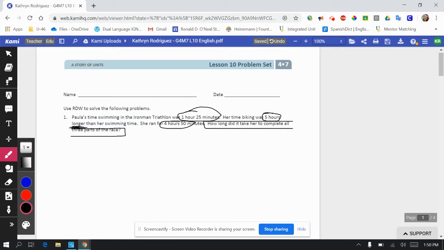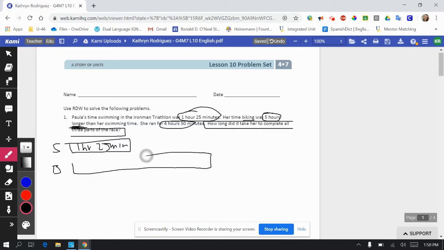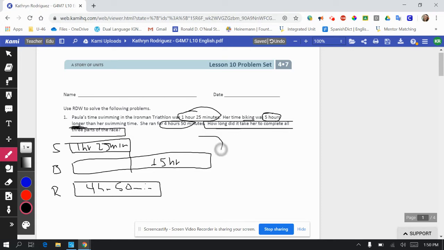All right. So first she's swimming. And she has 1 hour, 25 minutes. Then she's biking for 5 hours longer. So I'm going to put plus 5 hours. And then she ran for 4 hours, 50 minutes. Well, this is a lot of exercise for that Ironman. How long did it take her to complete all 3 parts of the race?